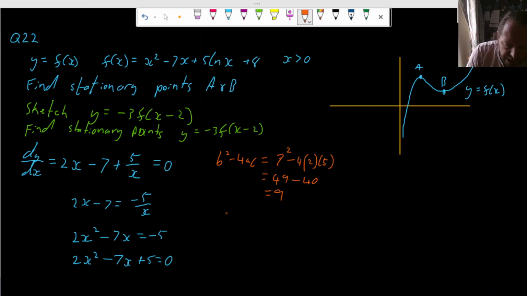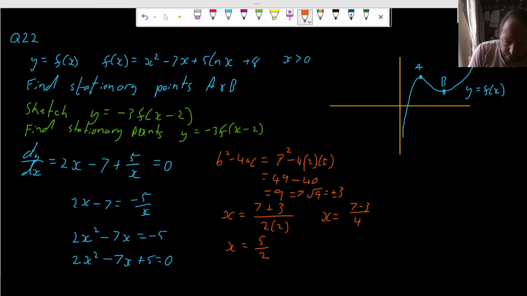So we can now write x is equal to minus b, which is plus 7, plus or minus the square root of 9, so plus or minus 3, over 2a, 2 times 2. x equals 7 plus 3 over 4, so that's 10 divided by 4, which is 5 divided by 2. And for the other one, 4 divided by 4, x equals 1.